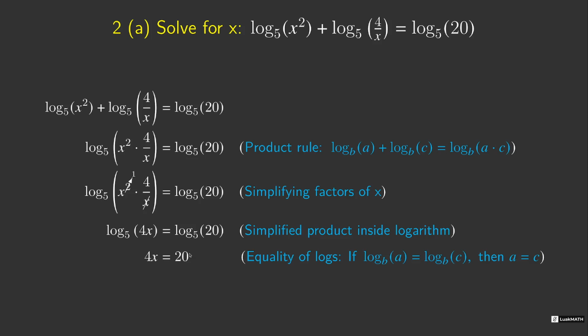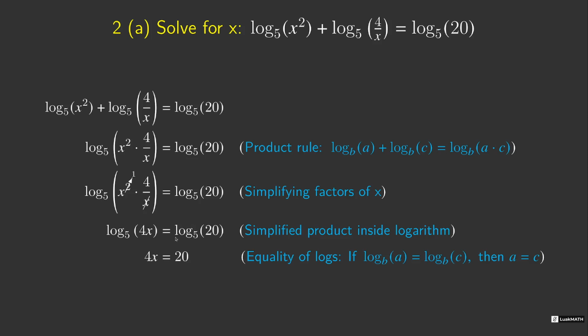Another way you can also see this is if you exponentiate both sides to base 5. So if you say 5 raised to log of 4x to base 5, that will give you 4x. Similarly, on the right hand side, you can exponentiate the whole thing to 5. So it would be 5 raised to log of 20 to base 5. That also gives you 20. And that's because logs and exponents undo each other.